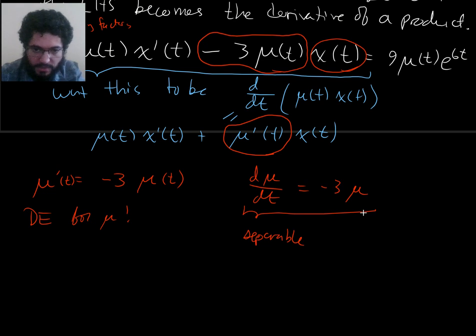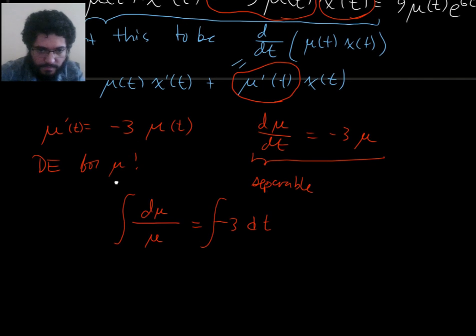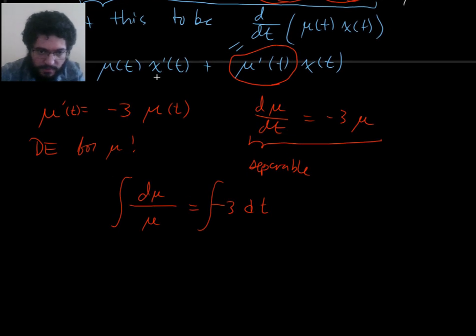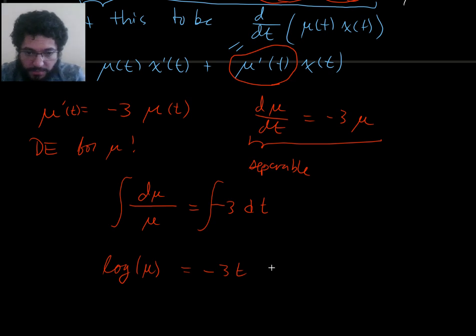This is separable, and here's how I would separate. I would say that, and then I can put some indefinite integrals down. And on the left side, it looks like I have log mu. And on the right side, I have minus 3t. And there is a plus c.